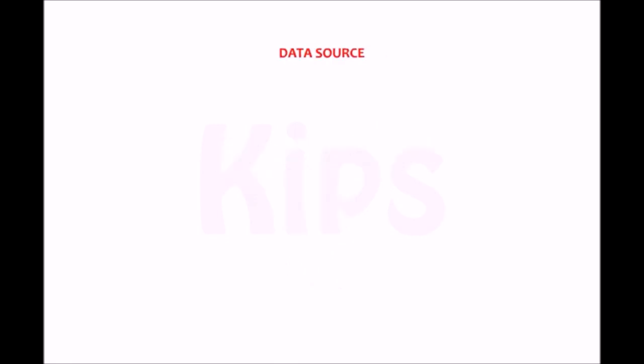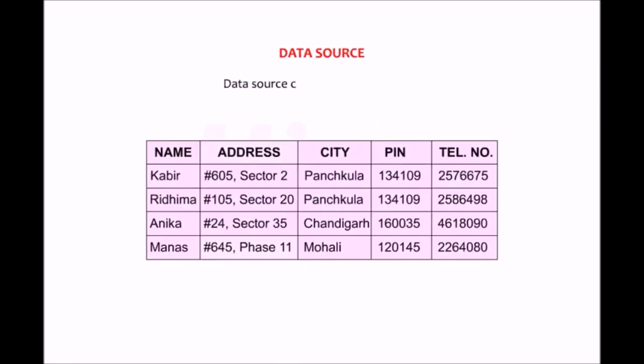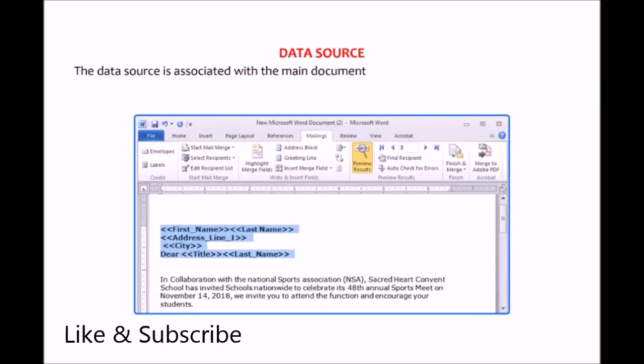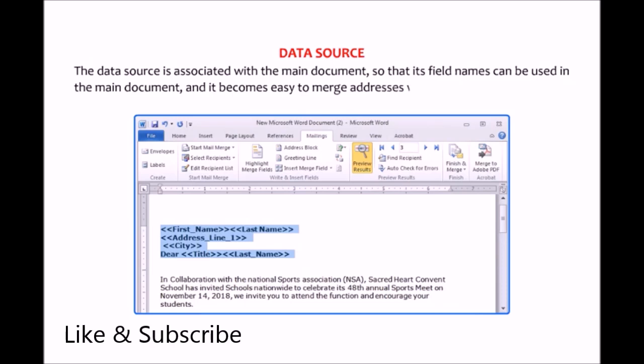Let us start with the data source. Data source consists of a mailing list. The data is organized in tabular form along with the field names. For example, name, address, city, PIN, telephone number, etc. The data source is associated with the main document so that its field names can be used in the main document and it becomes easy to merge addresses with the main document.